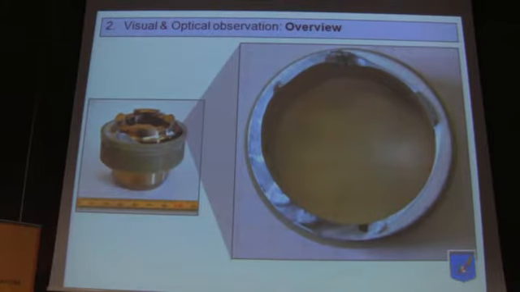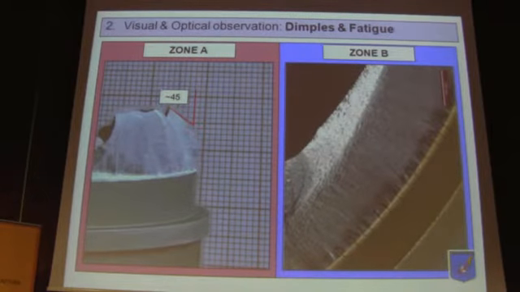Starting with the failure analysis, the first step is a visual and optical observation, and we find a rupture surface divided more or less in two halves: zone A, the red one, and zone B, the blue one. Zone A is characterized by a rough and dull surface, oriented at 45 degrees, and it's compatible with an overload separation. But zone B, the blue one, showed the typical signs of fatigue, a multiple initiation site fatigue, with the ratchet marks underlined by the black arrows.